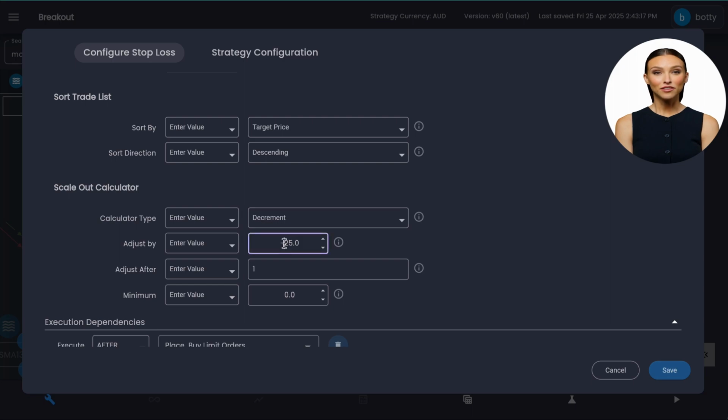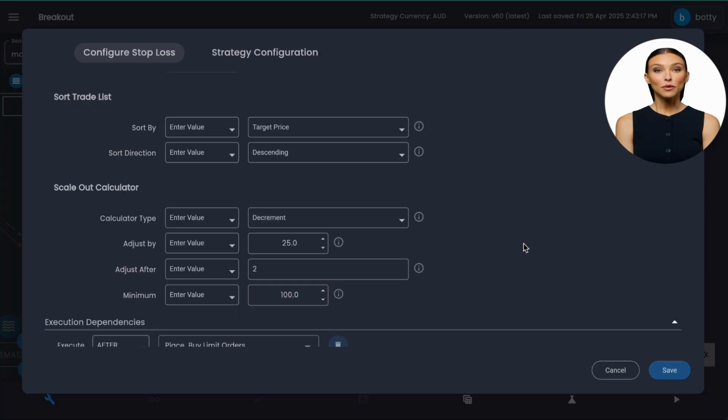The adjust after field determines how many trades in the sorted list must appear before each recalculated stop loss is applied. The minimum field is used to enforce a floor. If the calculated stop loss falls below this number of pips, the minimum will override the calculation.